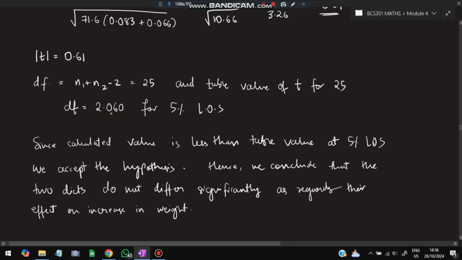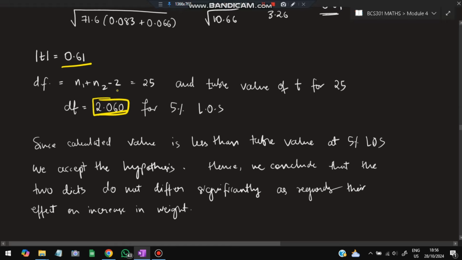2.060 is the value which you get when you refer to the table, t of 0.05, at the degree of freedom 25, df equal to 25. When you refer these two values together in the table, you will get the value 2.060. This value we have to compare with the value we have got, 0.61.